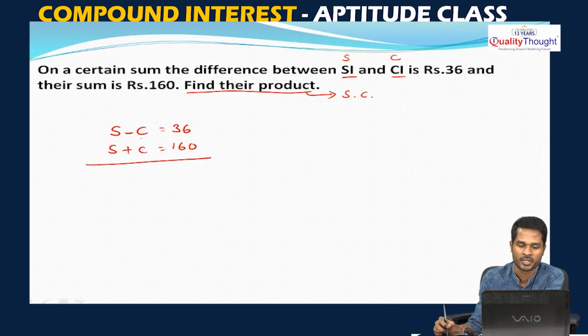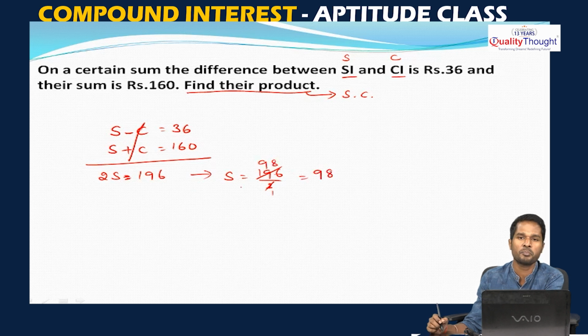If you check this, cancel plus C and minus C. So 2S is equal to 196. From this the S value will become 196 divided by 2. 2 1s are 2, 98s are... So the simple interest value has become 98.